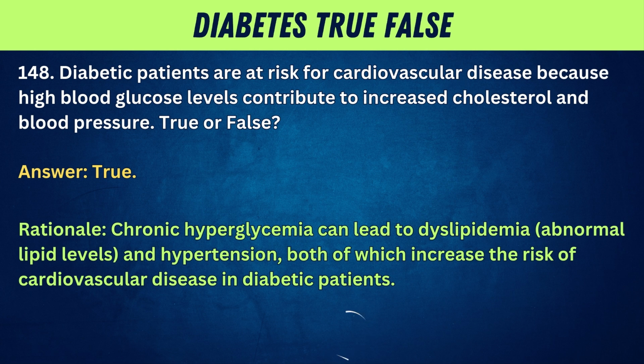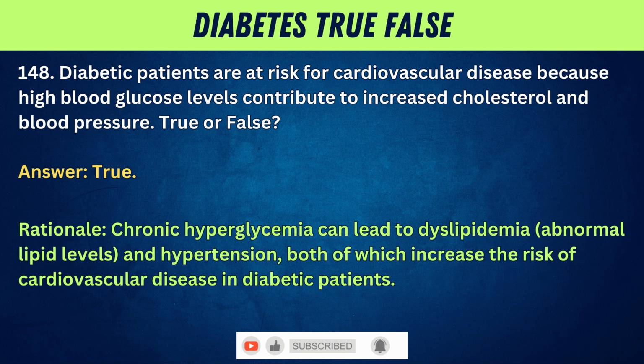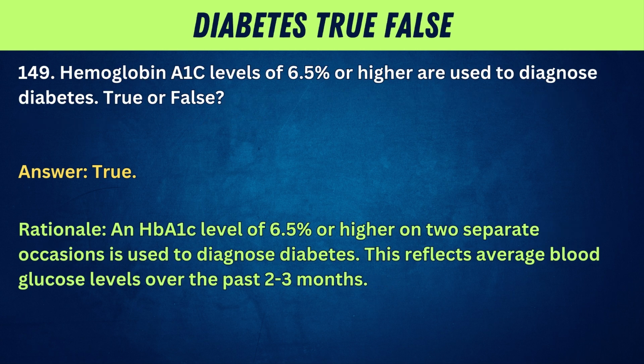148. Diabetic patients are at risk for cardiovascular disease because high blood glucose levels contribute to increased cholesterol and blood pressure. True or false? Answer: true. Rationale: Chronic hyperglycemia can lead to dyslipidemia, abnormal lipid levels, and hypertension, both of which increase the risk of cardiovascular disease in diabetic patients.